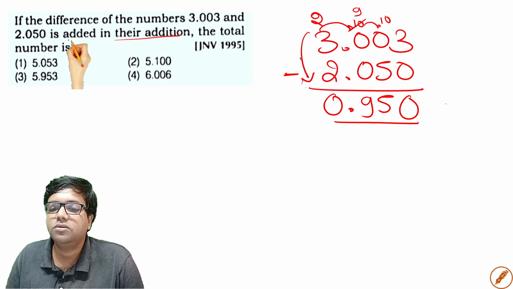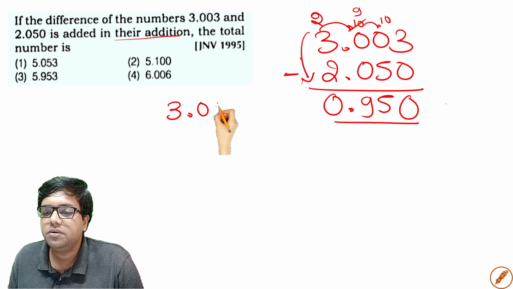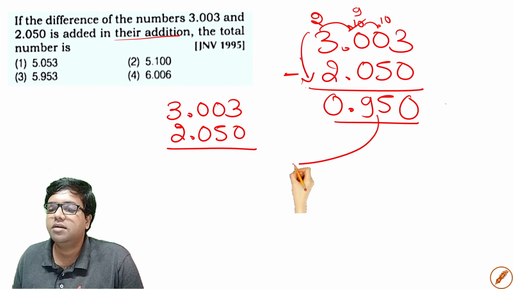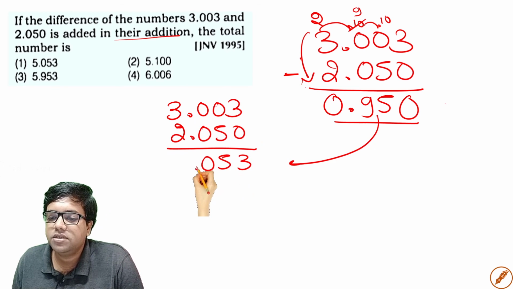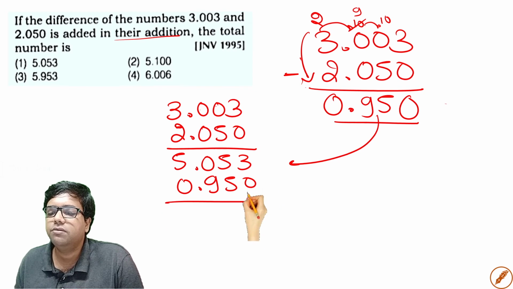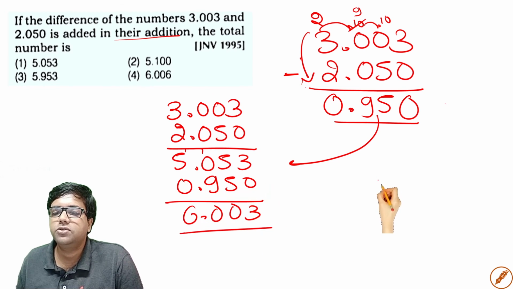The difference added to the addition of 3.003 and 2.050. You need to add this number to the sum of these numbers. Okay, so 3.003 plus 2.050 is 5.053. Let's add it. 0.950. What will we get? 6.003.